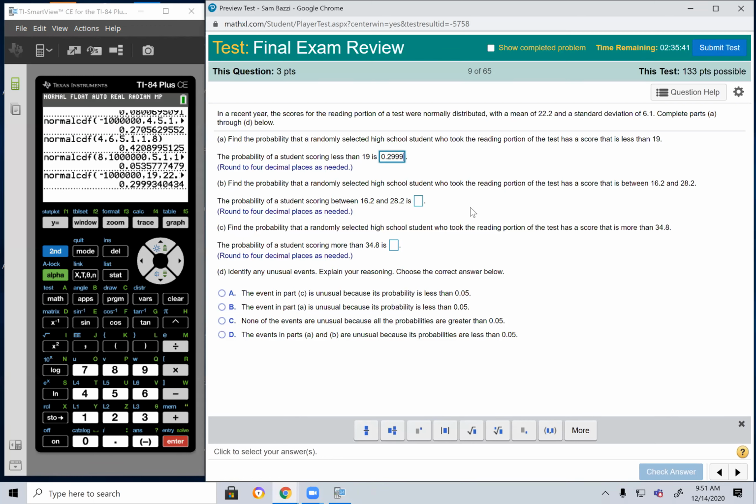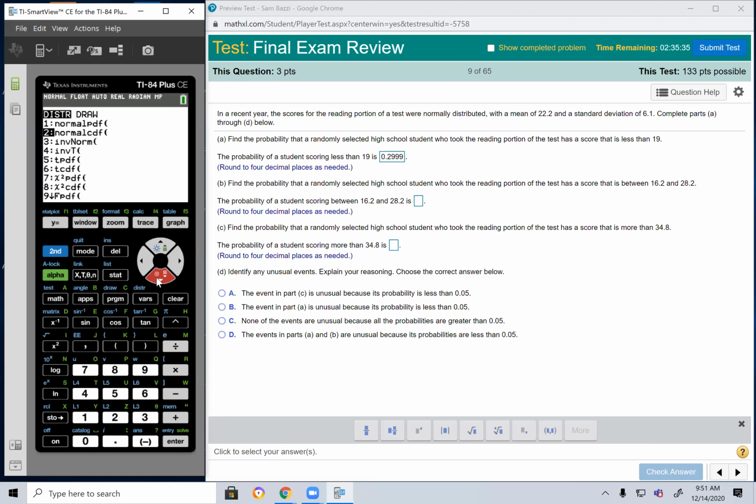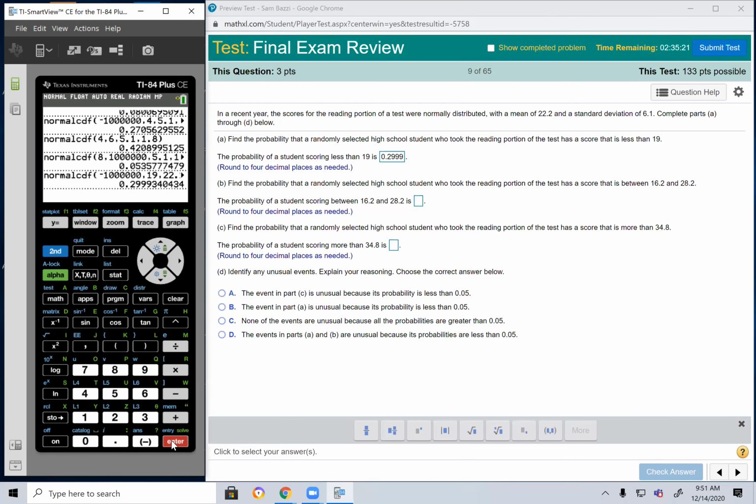Find the probability randomly selected high school students has a score between 16.2 and 28.2. So this is 16.2. The in-between is always easy. You don't have to think of lower and upper. They're already given to you. 28.2. And then leave the rest alone. And it's 0.6747.